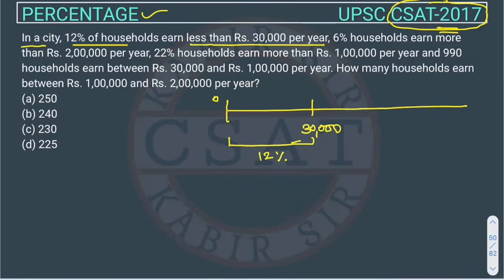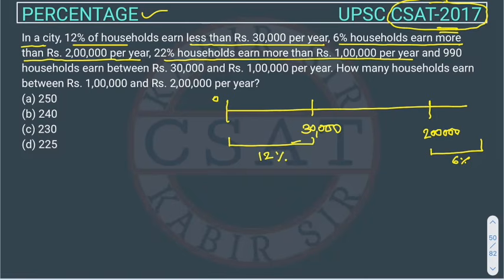This is given. 6% of households earn more than 2 lakhs per year. So suppose here we have 2 lakhs. What is given? The households earning more than 2 lakhs are 6%. 22% of households earn more than 1 lakh per year. Now here will be 1 lakh.